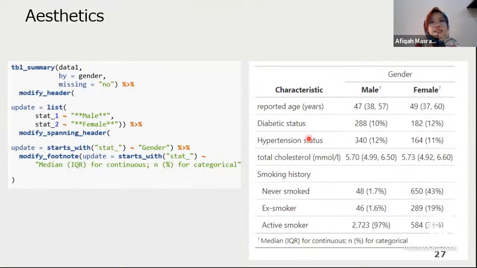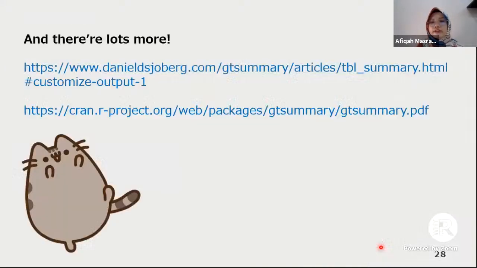The second part of the aesthetics is when we want to change the overall table itself. For this part, I modified the header and also the span of the header. Usually, in a Word document, you have to merge the two columns together, but in this case we just modify the spanning header to combine it into male and female. So that's how you change the spanning header and the header itself. And for modifying the footnote, I put here the information: median and IQR for continuous variables, and percentage for categorical variables.